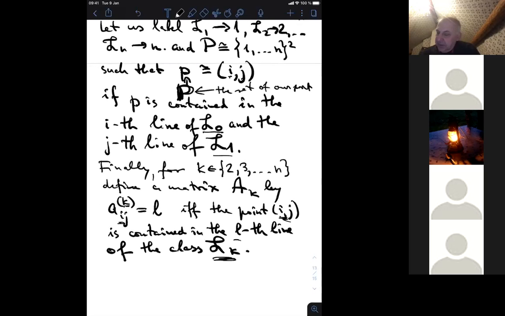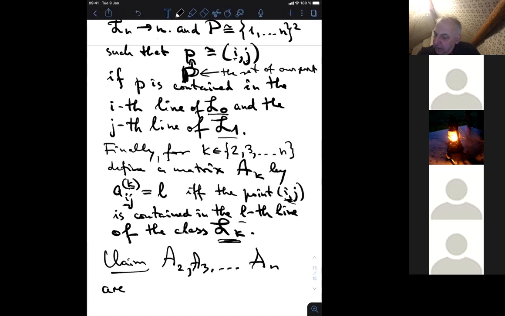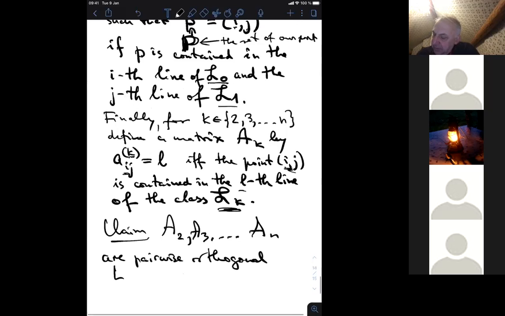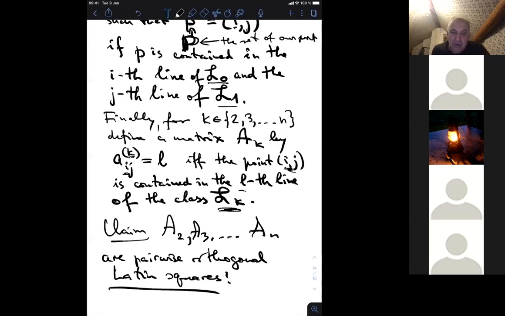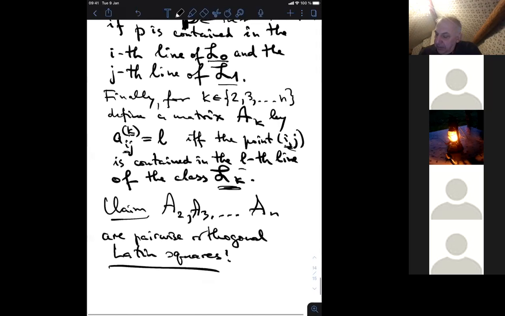Okay, now the claim is that we're getting A2, A3, and so on, An, pairwise orthogonal Latin squares. So for each affine plane of rank n, we can get n minus 1 pairwise orthogonal Latin squares with such a procedure. And now we get this corollary.